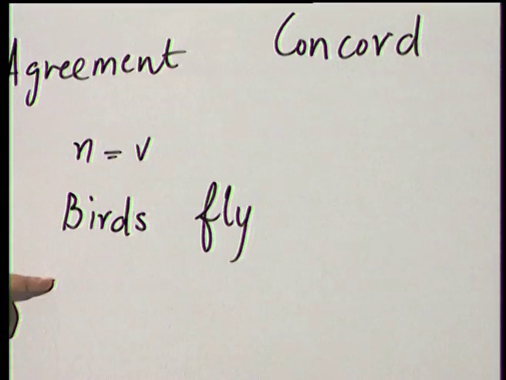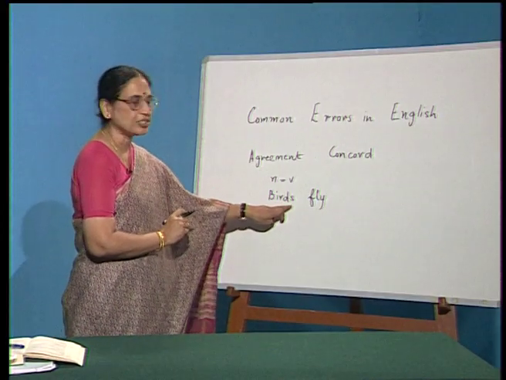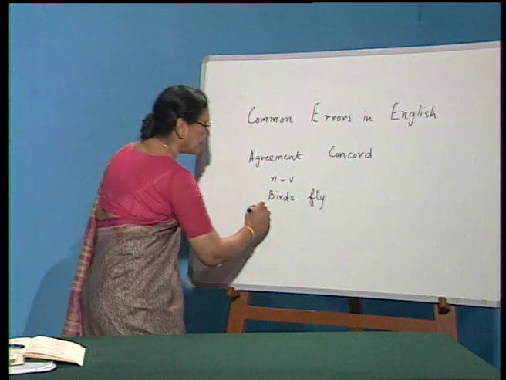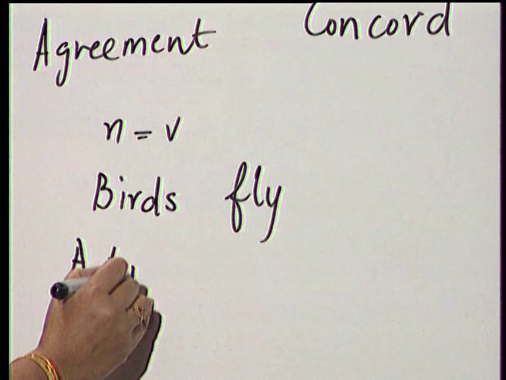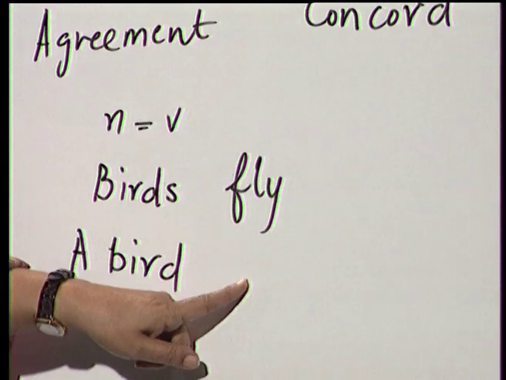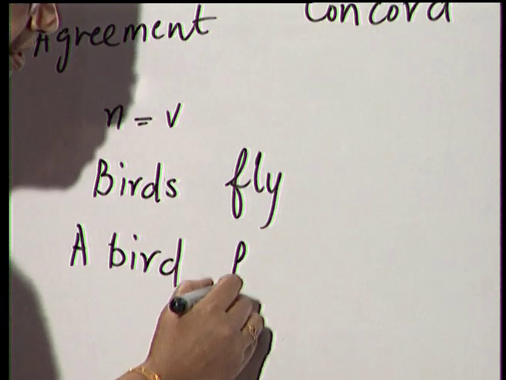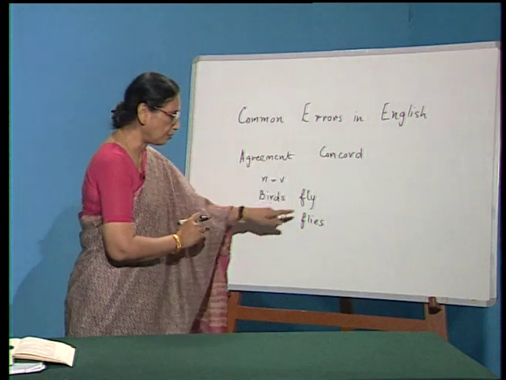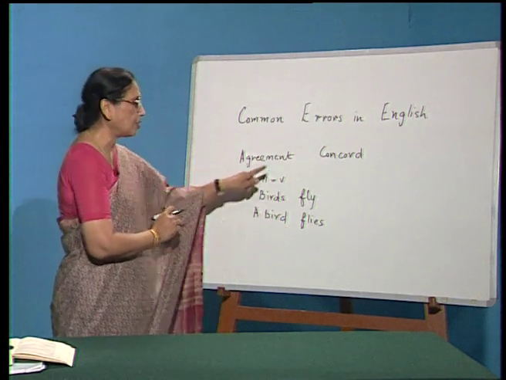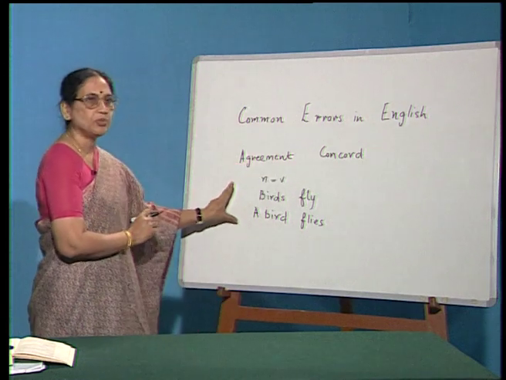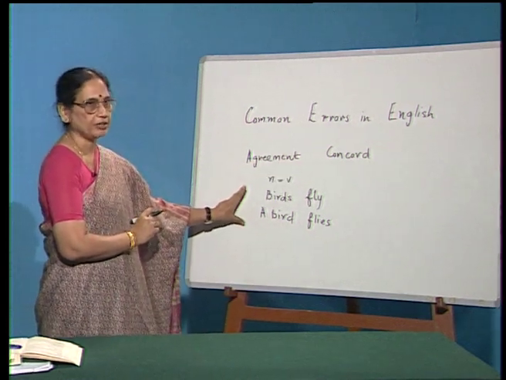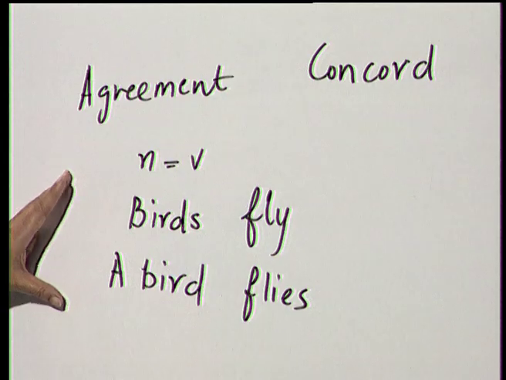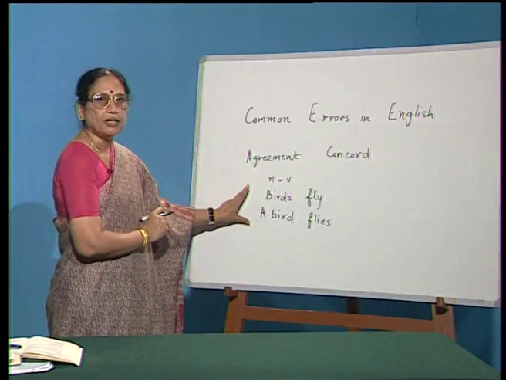Birds fly. You will notice that the noun here is in the plural form, birds fly. But the moment we change the sentence and make it a bird or a singular, we change the verb to a different form. We say a bird flies. This agreement between the noun and the verb is called concord. And it is here that most learners of English in India make a lot of mistakes.